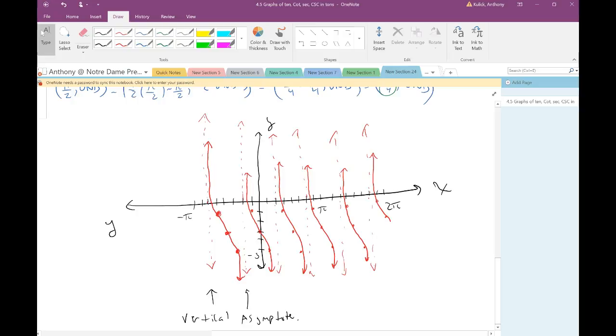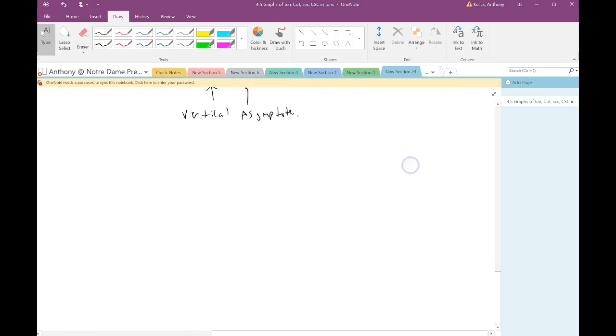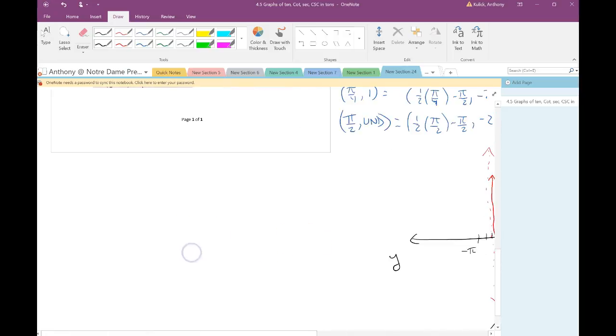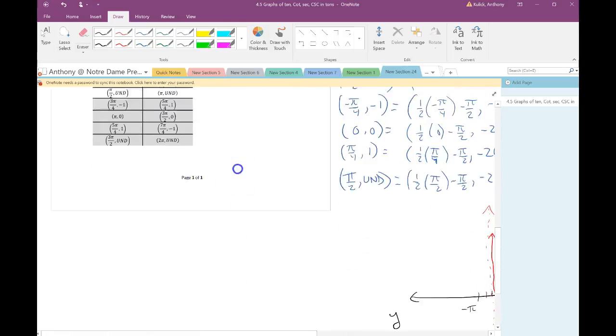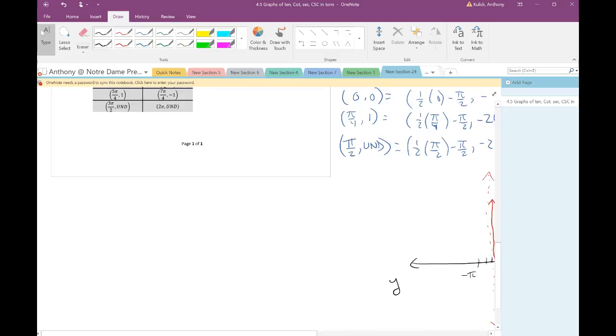The graph of cotangent is going to look similar to this, so you're going to have lots of these vertical asymptotes and these little things as your graphs. I think for cotangent, though, they actually go the other way. But the points would tell you how to do that. Let's do another example now. Let's do a secant or cosecant one.